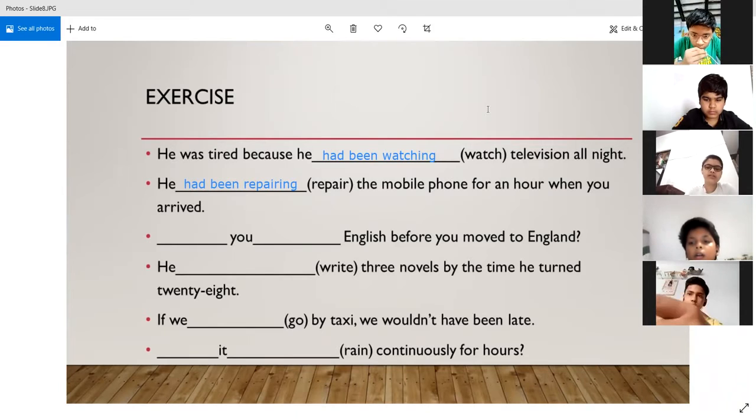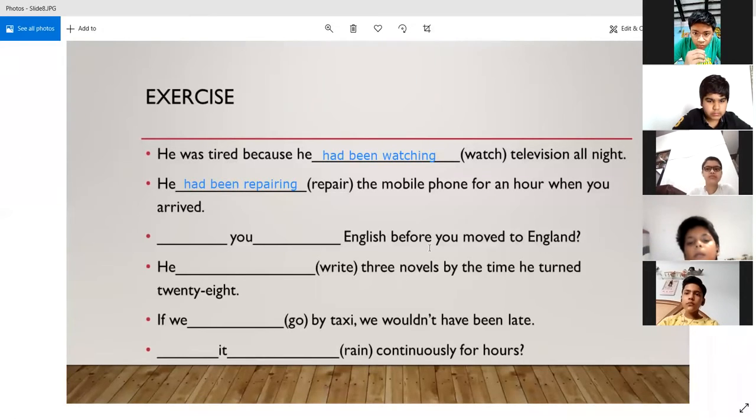Had you been learning English before you moved to England? Okay. Can you tell me why? Sir, because the action is happening in the past and continued up to a point and end.